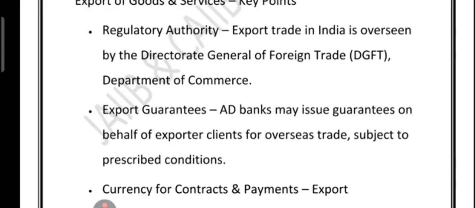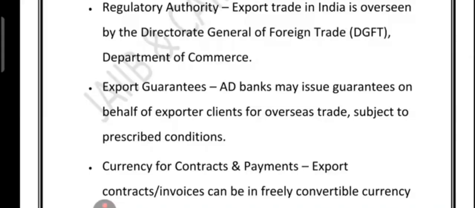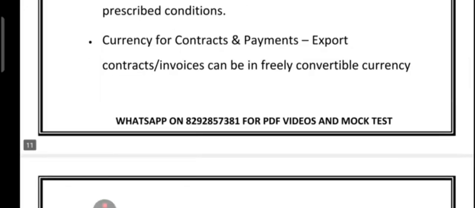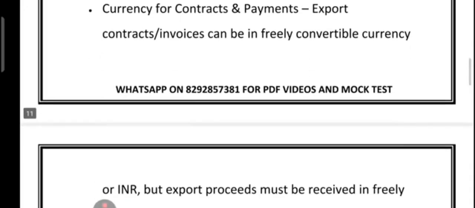So banks give guarantees for what? For their export clients, right? So banks have some export clients in overseas trade, so banks can give guarantees. So when it comes to contract and payment, your export contract or invoice can be in any freely convertible currency like dollar, euro, yen, or even in Indian rupees.